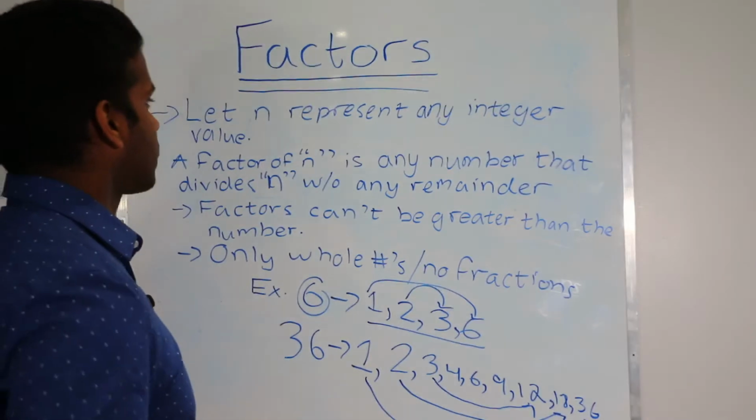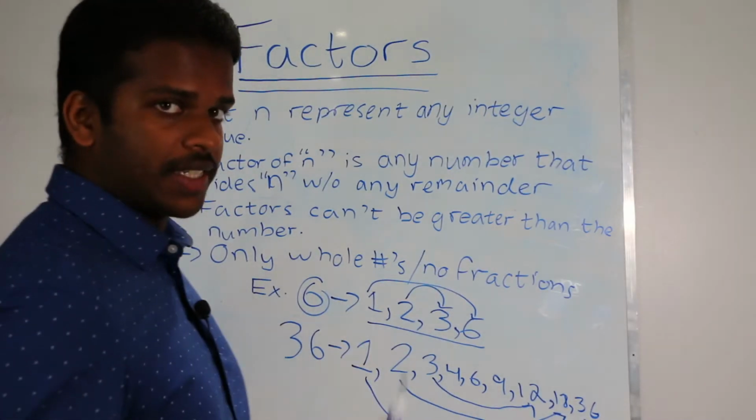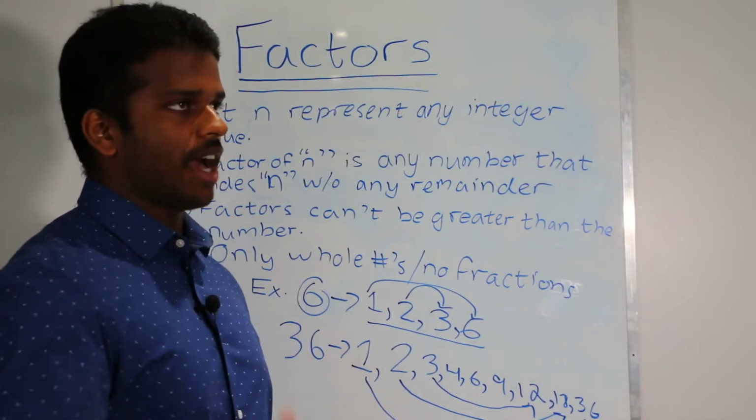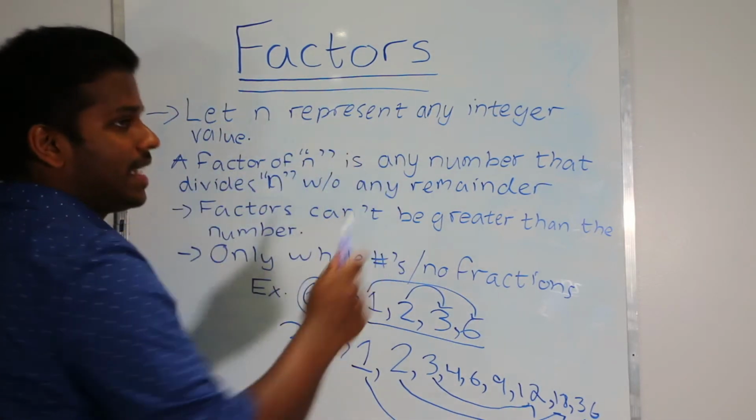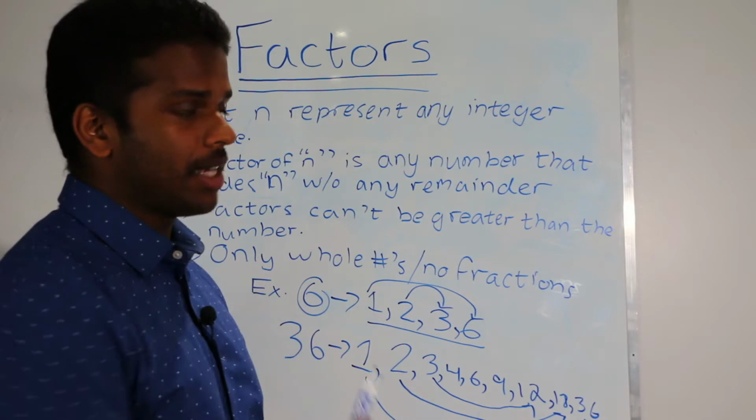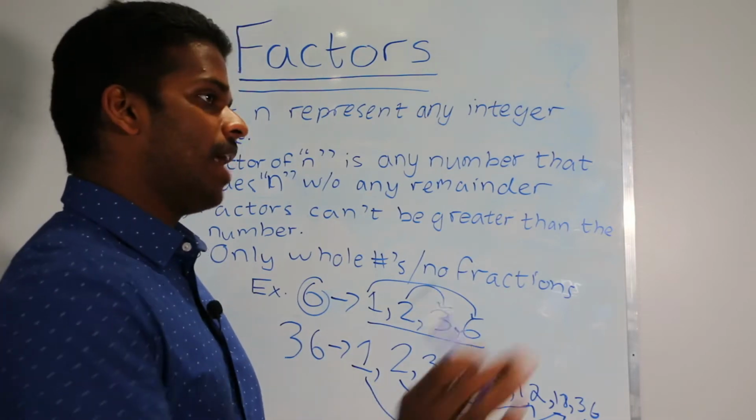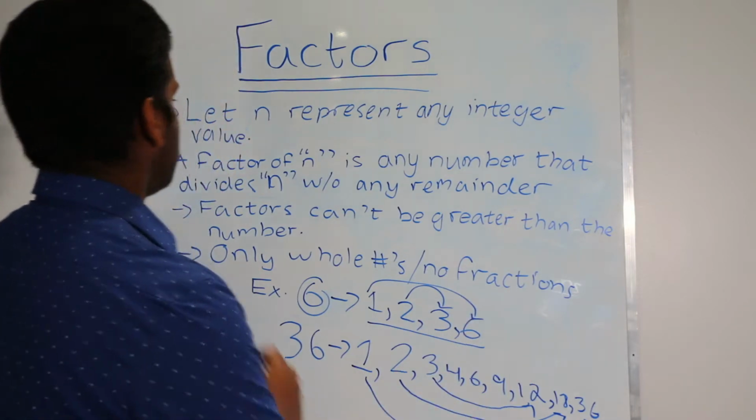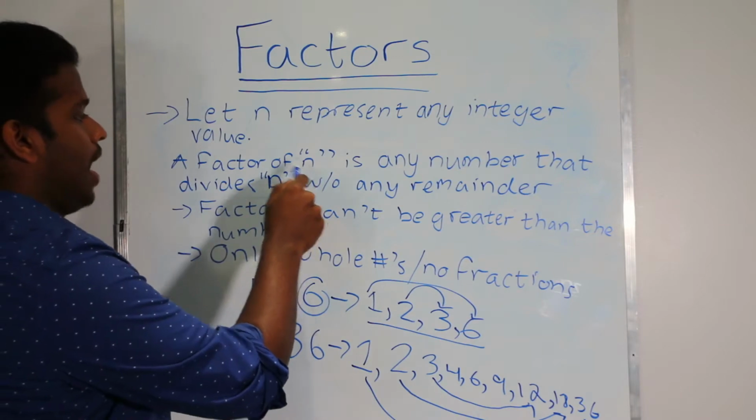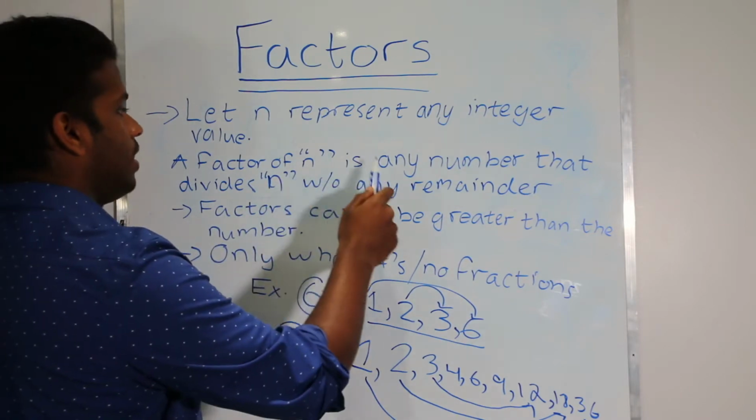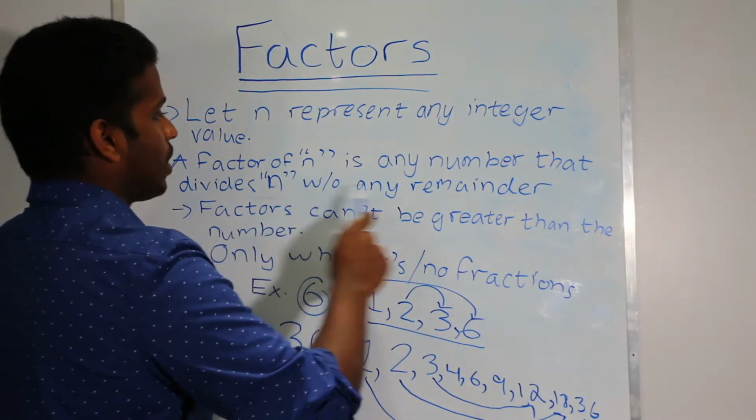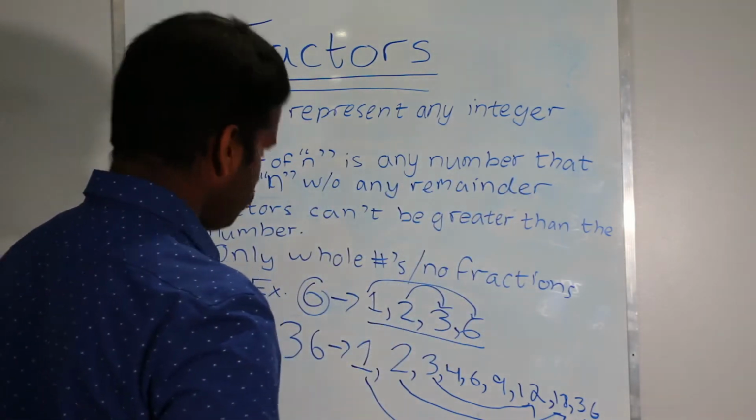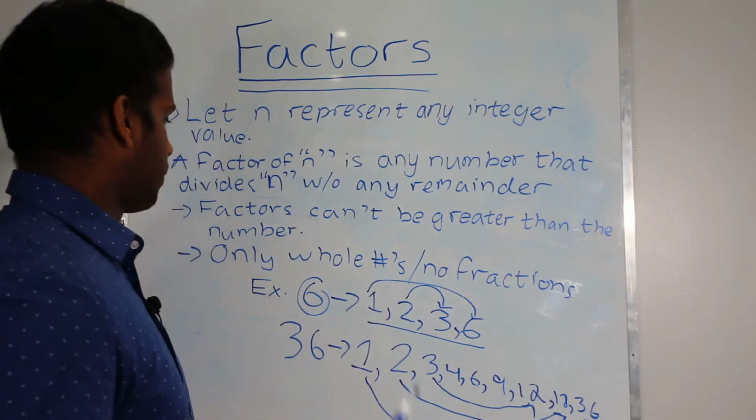Okay, so factors. Right now I'm going to tell you a basic definition of factors so you guys can understand. Let's just say n represents any integer value. Integers have to be whole numbers, and they can be either positive or negative. A factor of n is any number that divides n without any remainder. Okay, that's the basic definition.